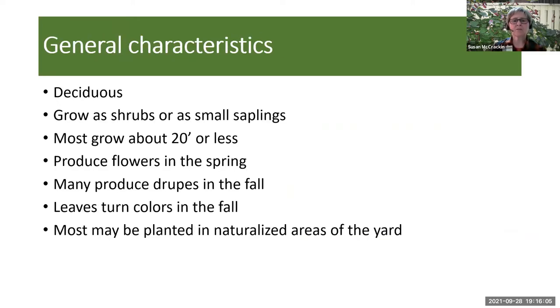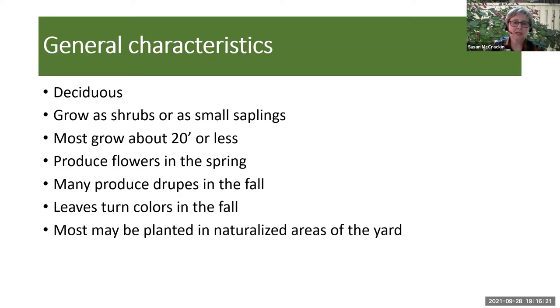Now, while we talk about some specific plants, the shrubs and saplings of the mesic forest share some general characteristics. Most of the shrubs or some of those small understory saplings are deciduous, which means that these plants will drop their leaves.